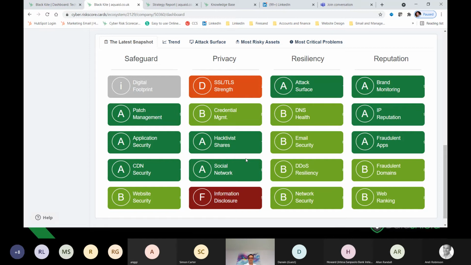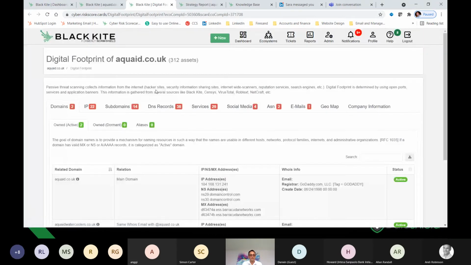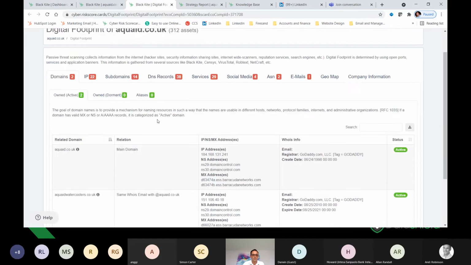Now, when I first said how easy it was to implement, all we said we did is put in a single domain name. So let's have a quick look at their digital footprint. What we're risk assessing them by is their entire digital footprint. All we put in was that company's single URL, a single domain name, and we've determined 312 assets from there.